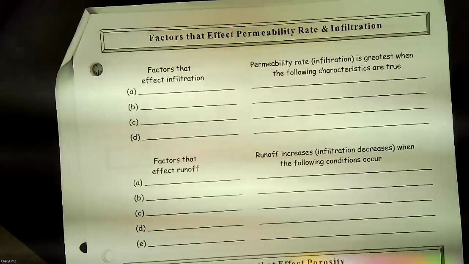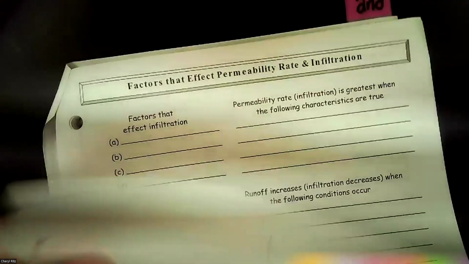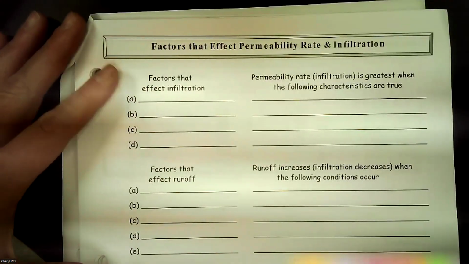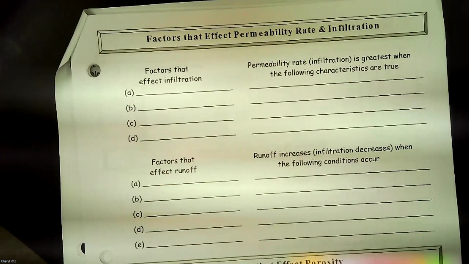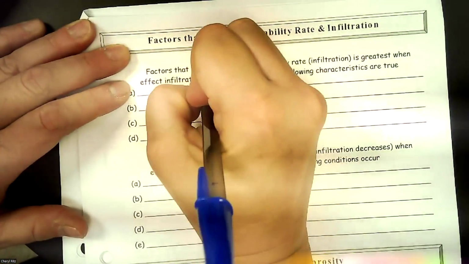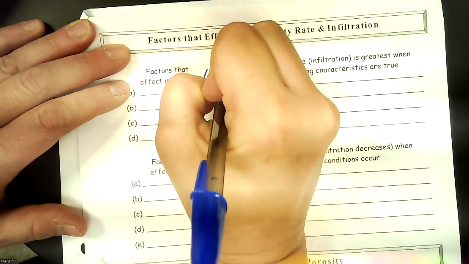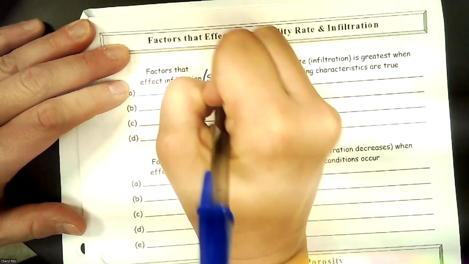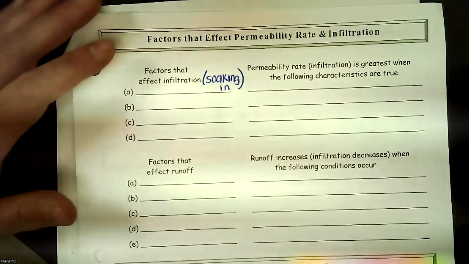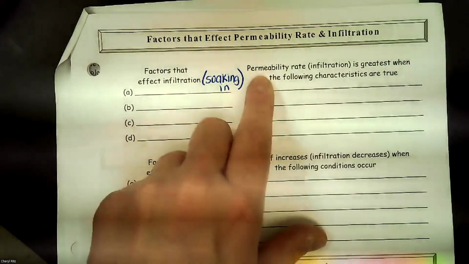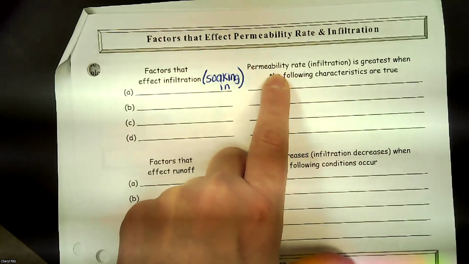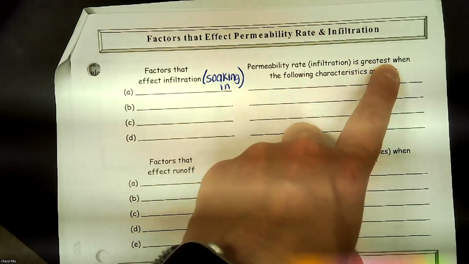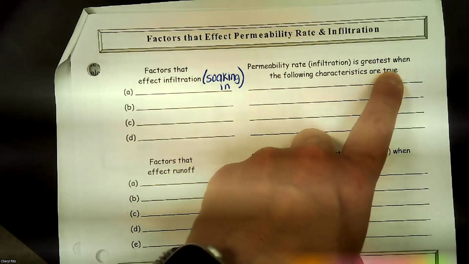So we are here on page 5, and we're going with factors that affect infiltration. By the way, what do I mean by infiltration? Soaking in. If you did not know that off the top of your head, put in parentheses, soaking in. And over here is the permeability rate is greatest when the following characteristics are true.